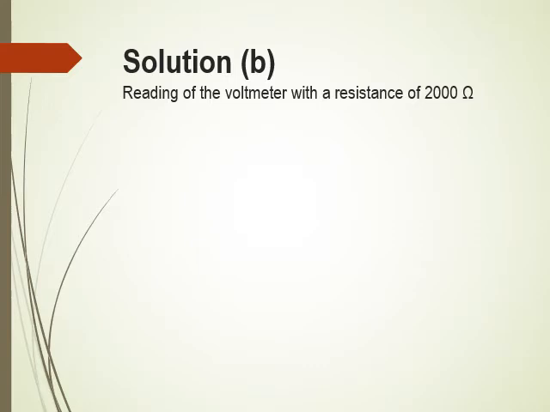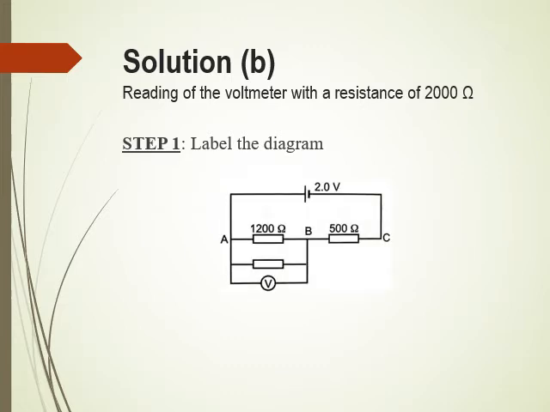Question B asks us to calculate the reading of the voltmeter, but now it comes with a resistance of 2000 ohm. So basically, you just repeat the same process as the previous question and see what the reading on the voltmeter is. Again, let us start by labeling the diagram. This is the diagram, and again I have RV connected in parallel with my R1. But in this question, RV is equal to 2000 ohm.